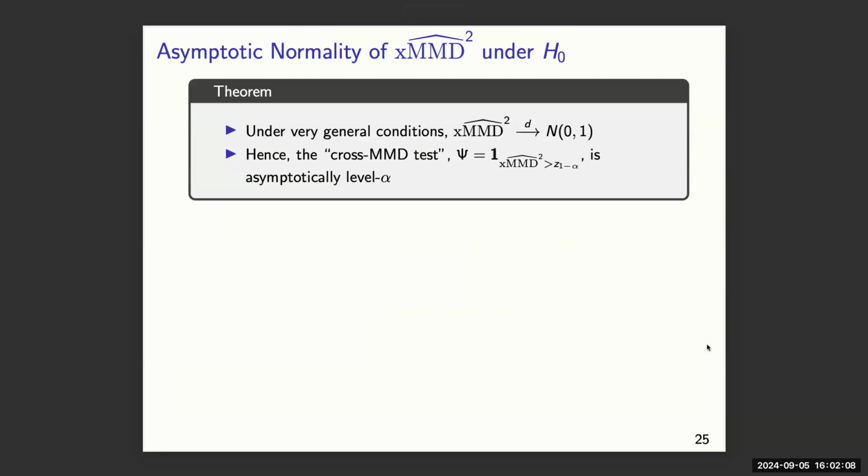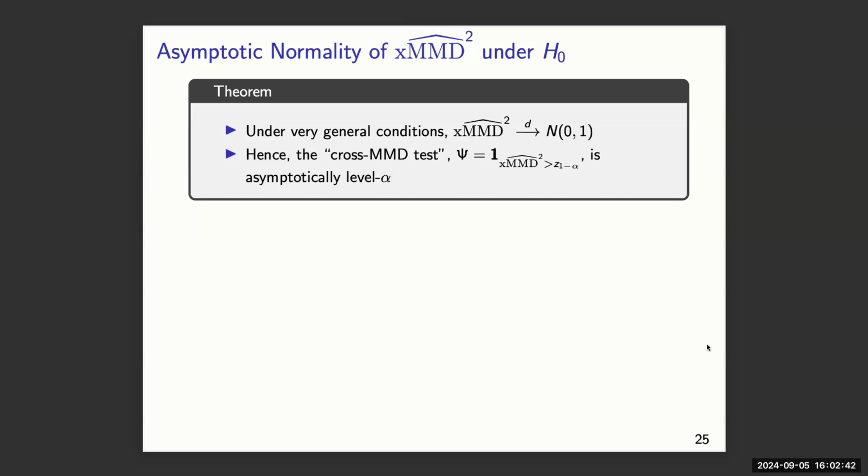And we can make that a bit more formal. I won't state the formal theorem, but the idea is that under very general conditions, we can show that the studentized cross MMD statistic converges in distribution to normal 0, 1. What that means is that if we construct a cross MMD test, which rejects the null if the studentized cross MMD statistic exceeds the 1 minus alpha quantile of normal 0, 1, so that we can set t alpha to that quantile, which is computationally as efficient as it gets because we don't have to compute anything, then this test is asymptotically level alpha.